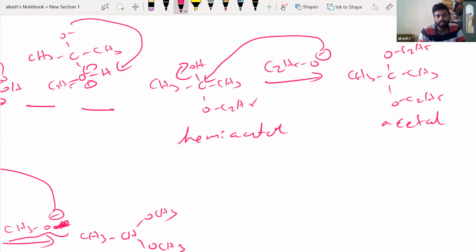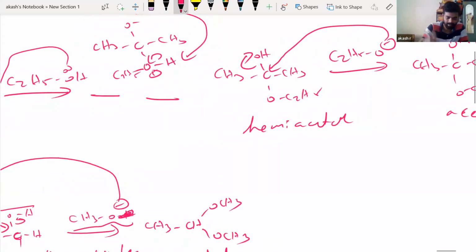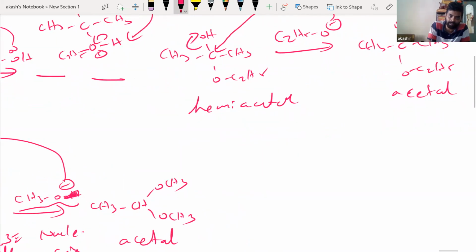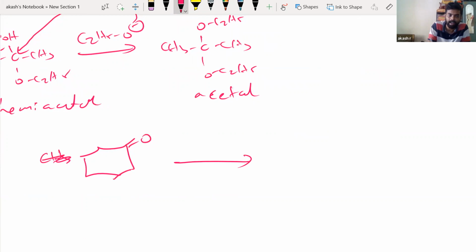Now, instead of using two molecules of alcohol to form the hemiacetal and acetal, people, we will be able to do this another way. Say, for example, let me take maybe a cyclic structure. Now we have the C double bond O. What I'm going to do is make it react with CH2OH and CH2OH. This is glycol, what is called ethylene glycol.